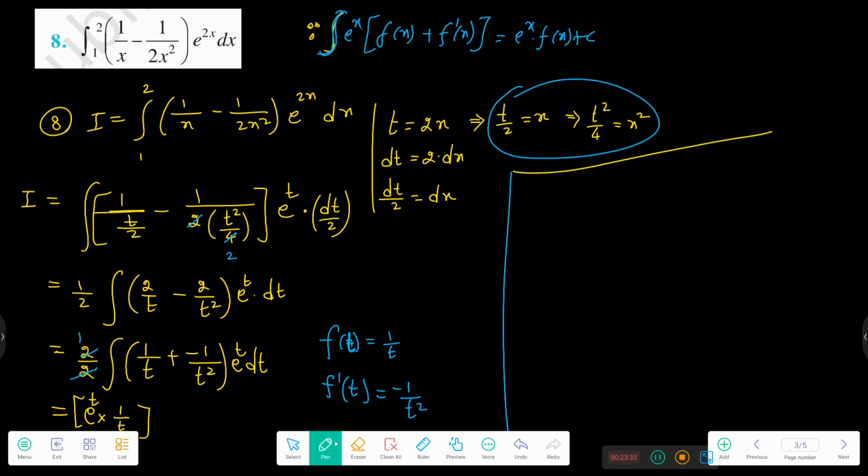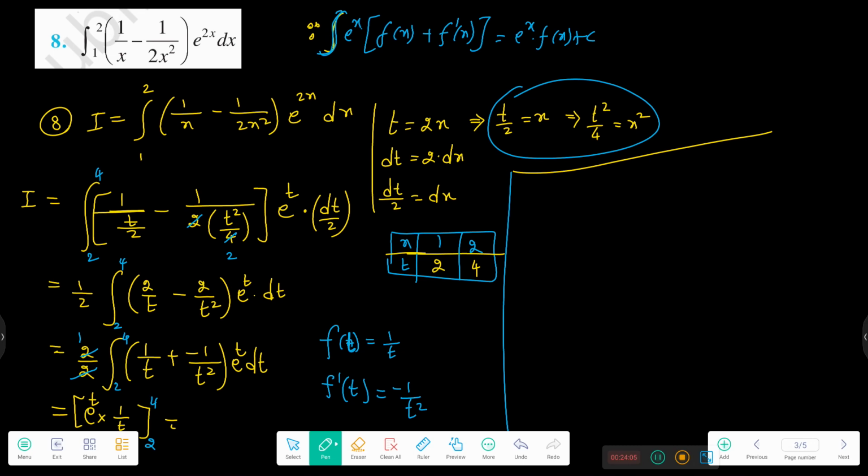Plus c we should not use; we should apply the limit. The limits we still haven't converted. Let me make a table of the x value and t value. The x value is 1 to 2, given. So here we have to multiply the x value with 2. 1 twos are 2, 2 twos are 4. Then I get 2 to 4. Apply the limit, and you will get the required answer.